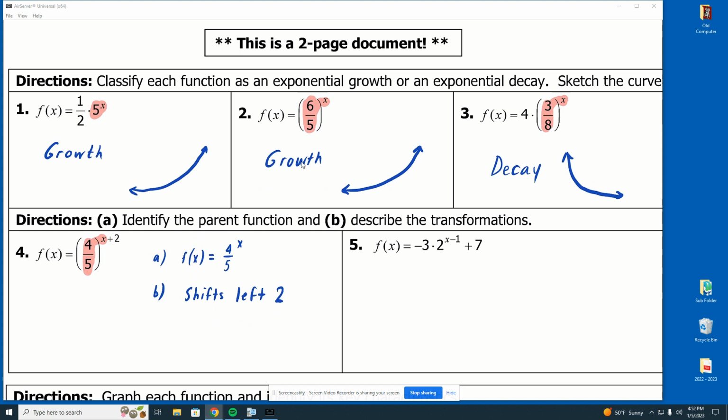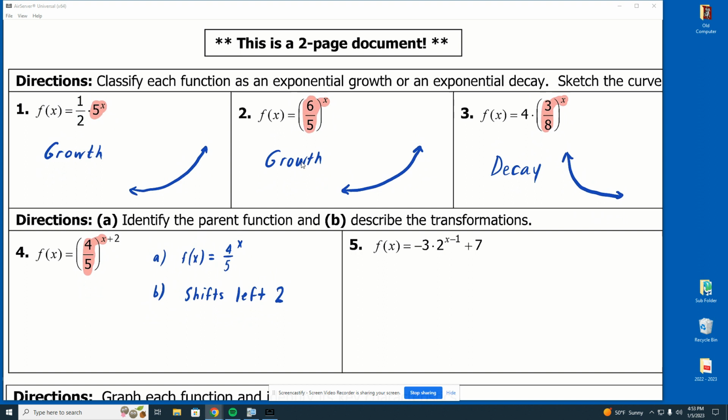So I've left 2 of these blank that I'm just going to talk through with you. Number 1, 2, and 3 should have been pretty easy. Again, don't get caught up on the a value that's out front. What I mean here is, for this particular problem, that a value is that 1/2. Don't try to multiply that by the 5. It wouldn't matter anyways. When we talk about whether or not it's exponential growth or exponential decay, we're specifically talking about the base of the exponent.